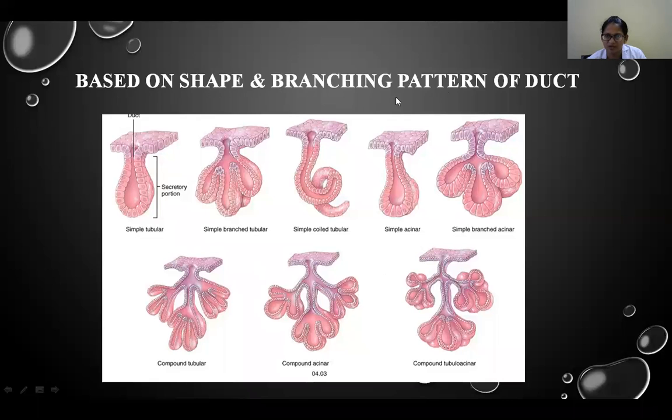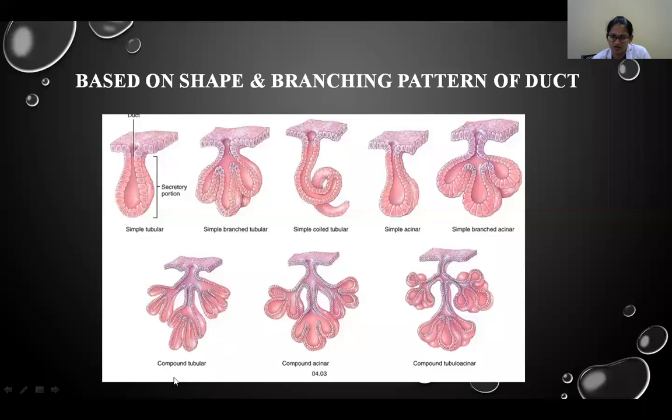Based on the shape and branching pattern, glands are divided into simple and compound. Again, by seeing the shape of the cell, those are tubular, acinar and coiled. By these three shapes, they are divided into branching pattern: simple unbranching pattern, single part, and branching part. Next, coming to the compound, we had discussed about the compound.